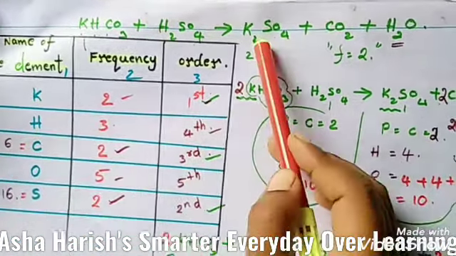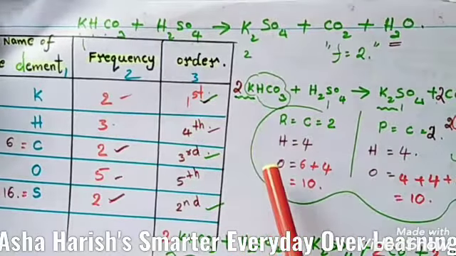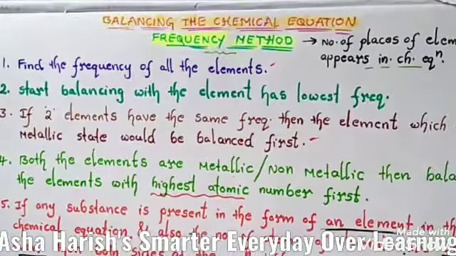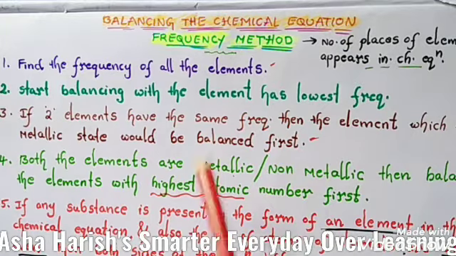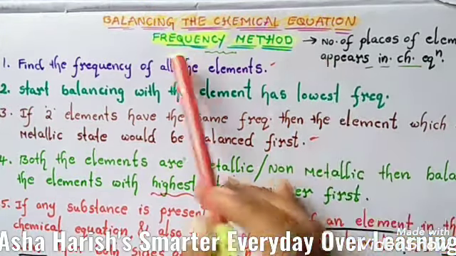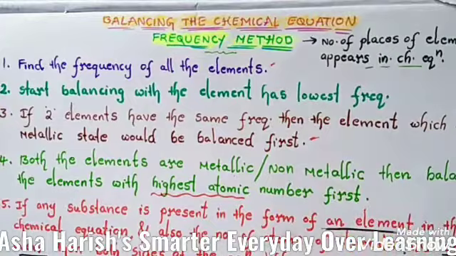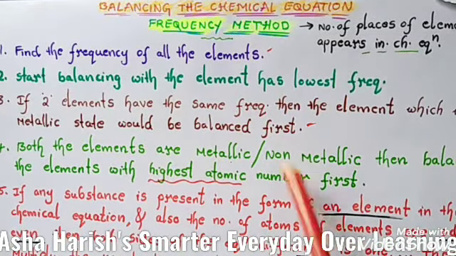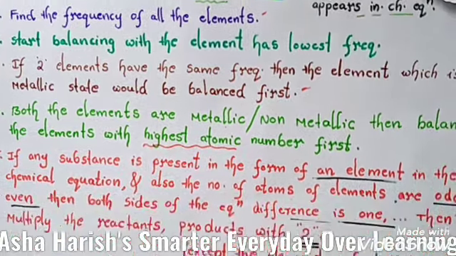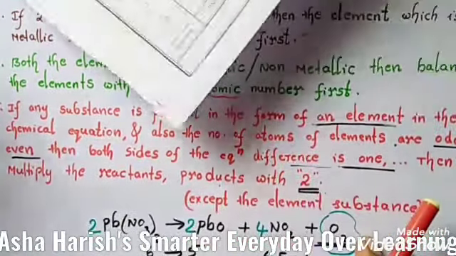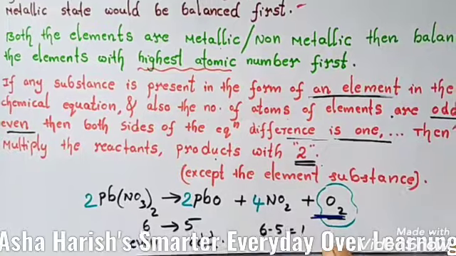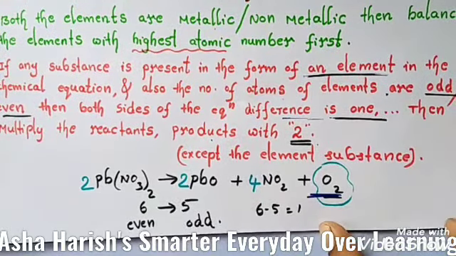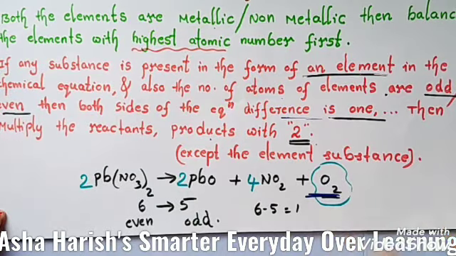By using this example also I have explained everything to you, students. So these are the rules for balancing the chemical equation and finding the frequency. You have to note these down, okay. These are the 5 rules, and the 5th rule is a very special one. No need for confusion in this, okay. I have also written an example here with the help of lead nitrate, right.